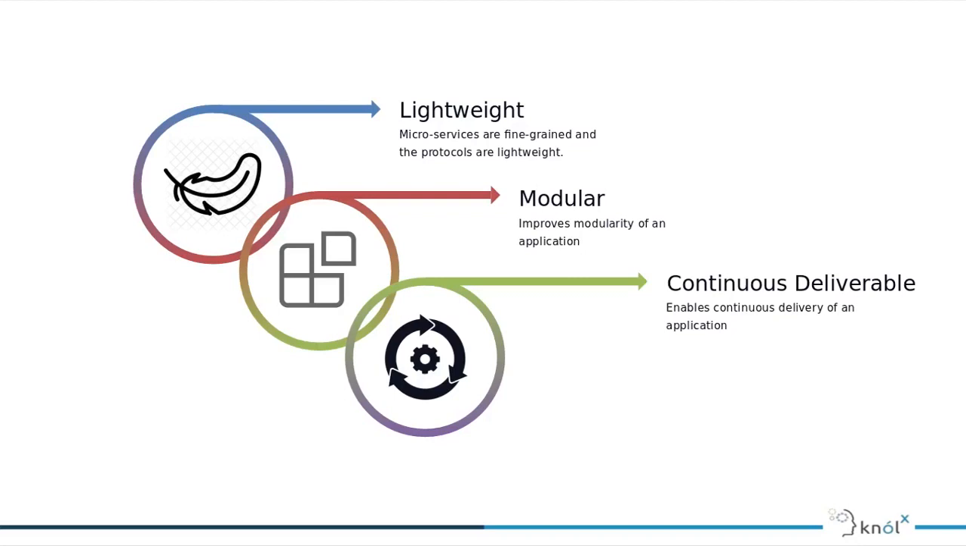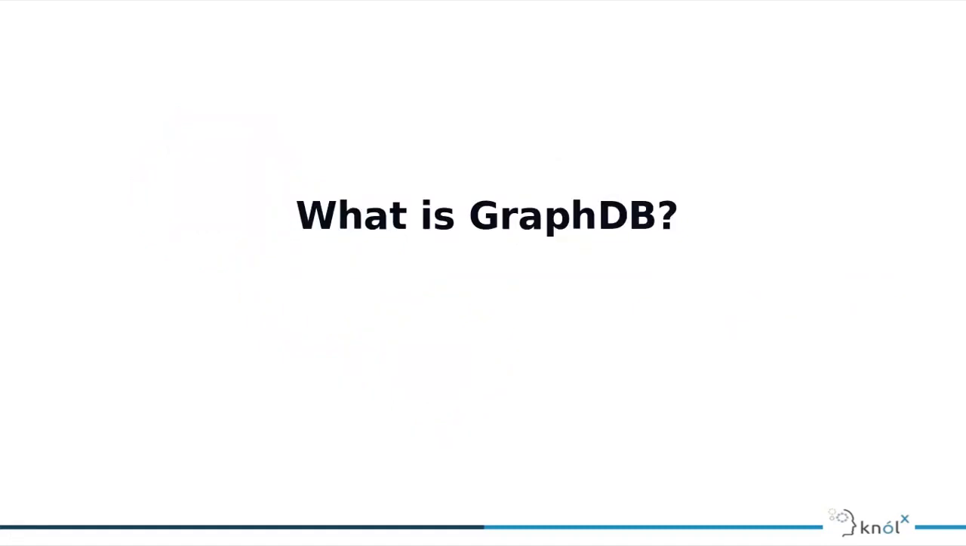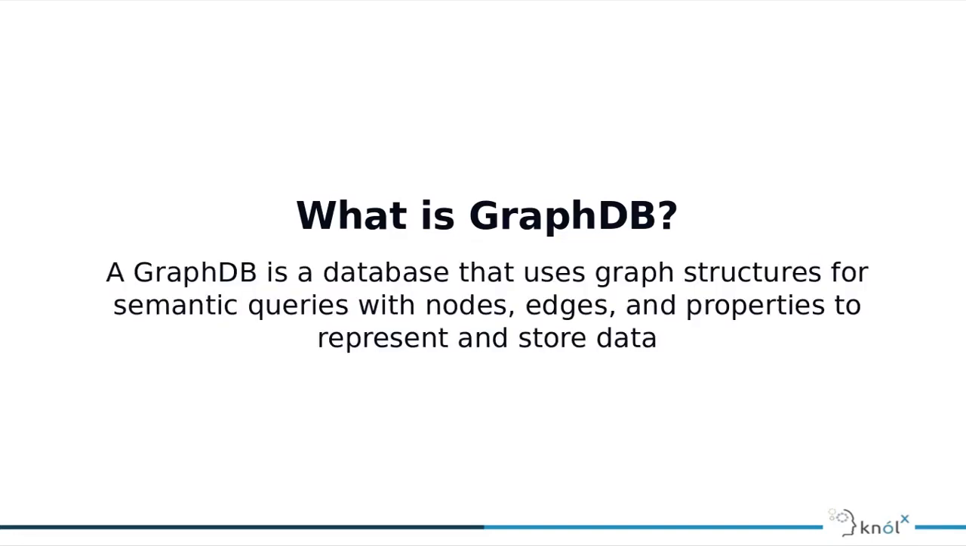Great. So let's move forward. Next we're going to look at GraphDB. From the name itself, we can understand that it's a database that uses graph structures for semantic queries, with nodes, edges, and properties to represent and store data. Basically, it saves the data and its metadata, that is, the relations between the different types of data present in the same store.